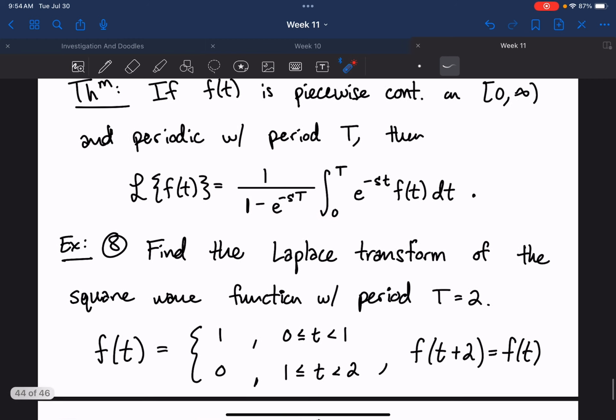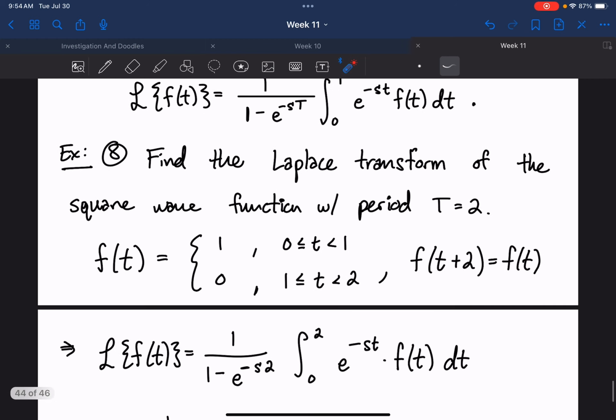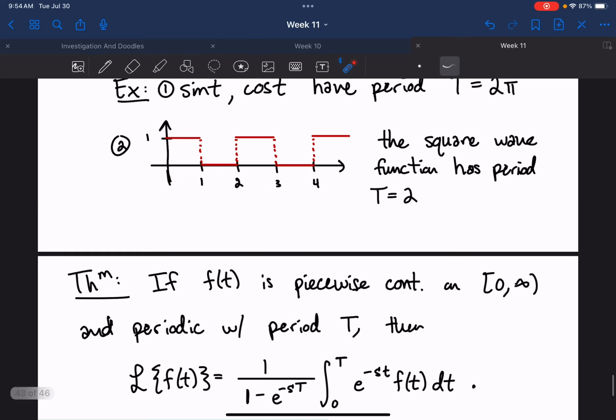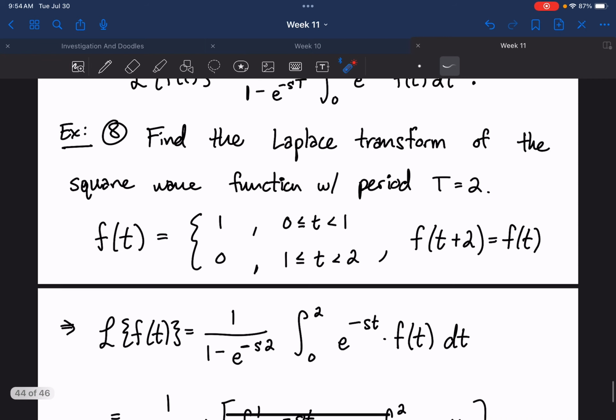So let's look at the Laplace transform of the square wave function, this guy. The square wave has f of 1 and 0, and it has period 2, right? So from 0 to 1, it's 1, and from 1 to 2, it's 0, and then it repeats itself. That's what this means: f of t plus 2, this is the period, is the same as f of t.